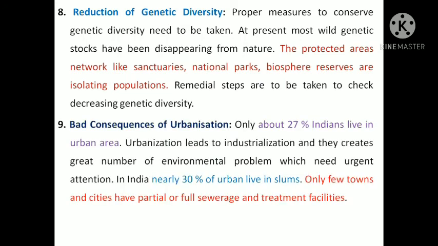Now bad consequences of urbanization. Actually, India has only about 27% in urban areas. Urbanization leads to industrialization, and they create a great number of environmental problems which need urgent attention. In India, nearly 30% of the urban population lives in slums. Only a few towns and cities have partial or full sewerage and treatment facilities. That means in urbanization there is more pollution, either air, water, or land pollution.